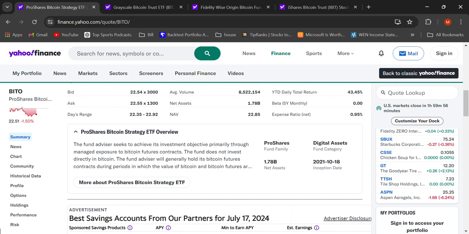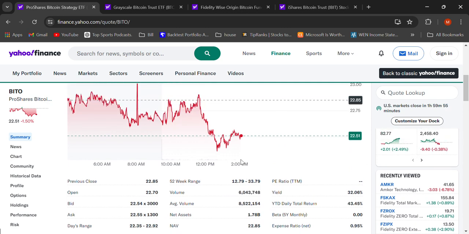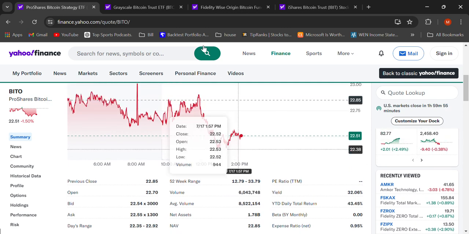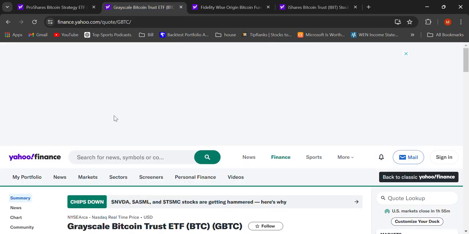ProShares is a very good fund advisor. They're a really good company. They have a ton of mutual funds and ETFs. So this is something that's really good to look into. Plus, I like the lower dollar cost in order to buy in. It's $22.85.